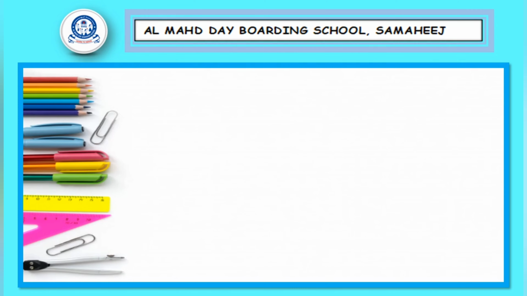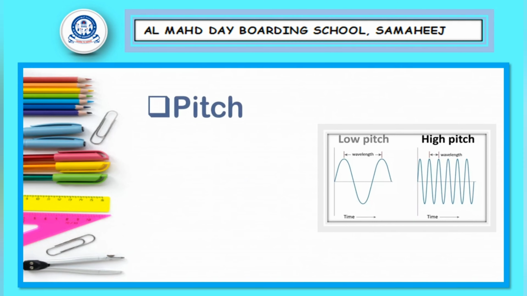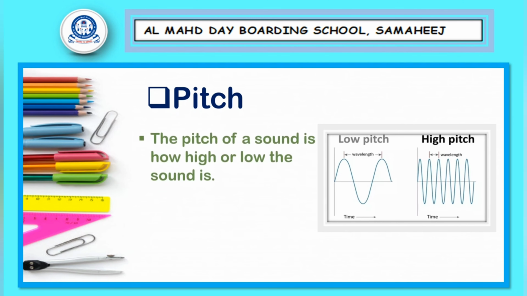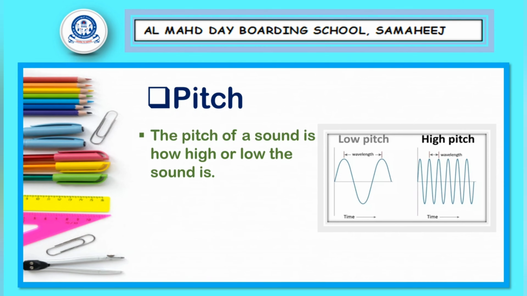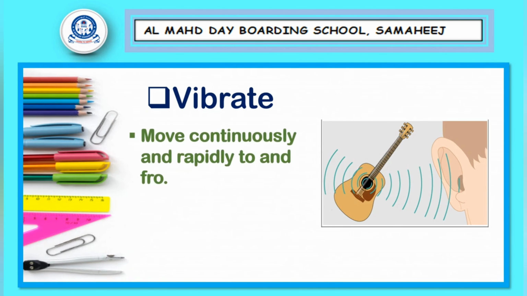Let's start. What are the different keywords? We have pitch and vibrate. When we say pitch, the pitch of a sound is how high or low the sound is. When we say vibrate, it means to move continuously and rapidly to and fro.